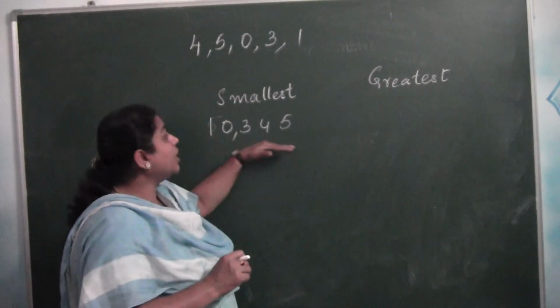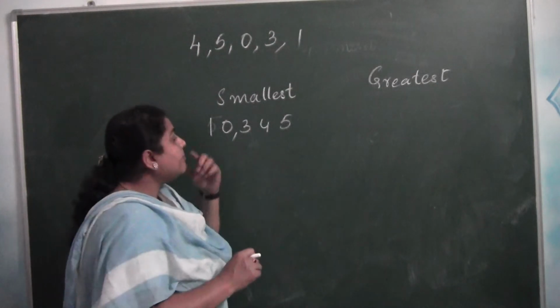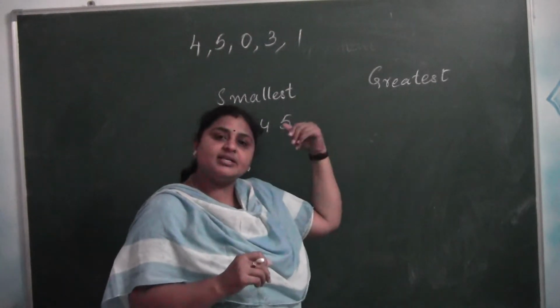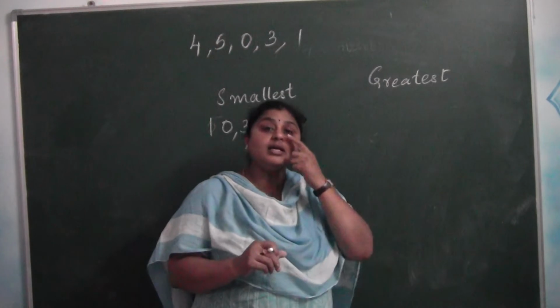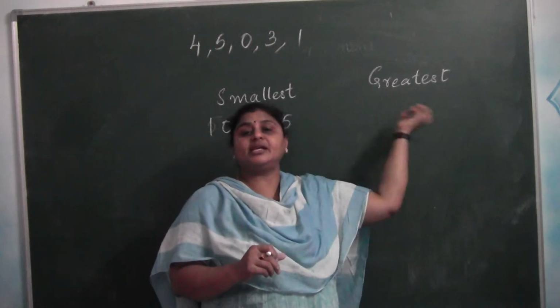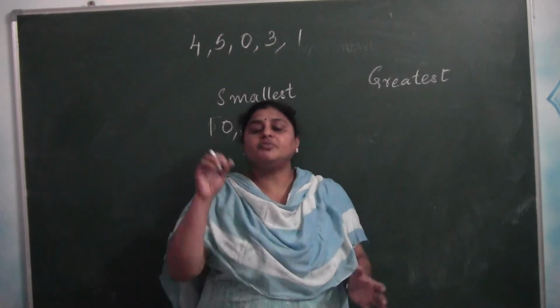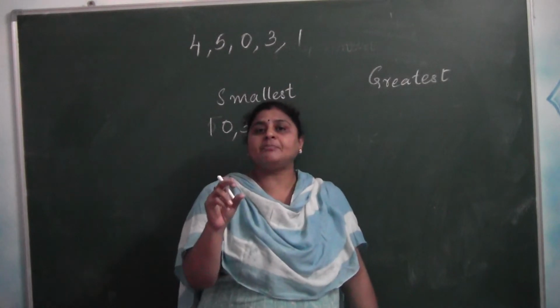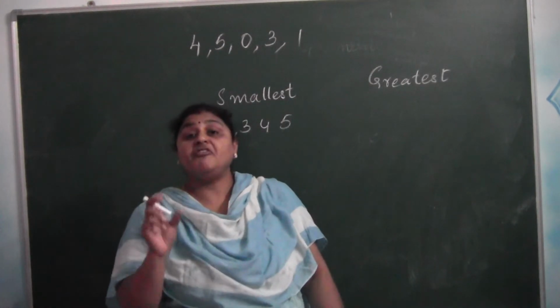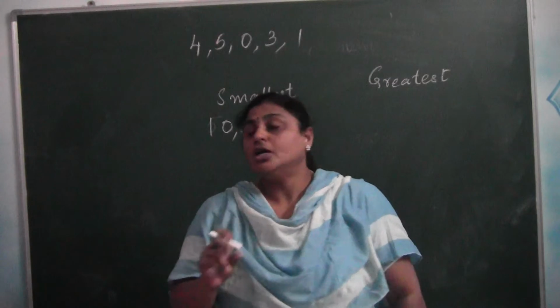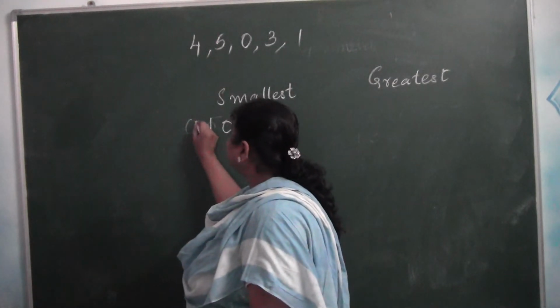That is from smaller to bigger. Got it? But writing the greatest number is very easy, because 0 is our least number. It will be written always at the last. So whenever you are writing the smallest number, you may be confused where you have to write 0. See, a number cannot be started with the 0.